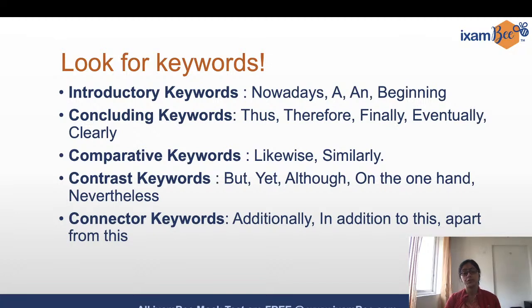So they conclude. Yes. Next, we are moving on to keywords that set up a comparison. Yes, they compare. So words like likewise, words like similarly, they compare and contrast. Distinct keywords would be but, yet, although, on the other hand, nevertheless. These keywords, they set up a contrast. Yes? Words like additionally, in addition to this, apart from these. All these words, they connect sentences. Right? Okay?